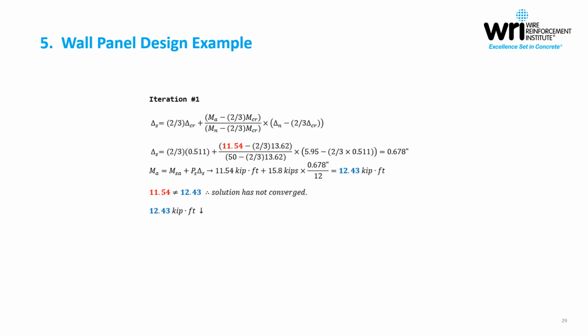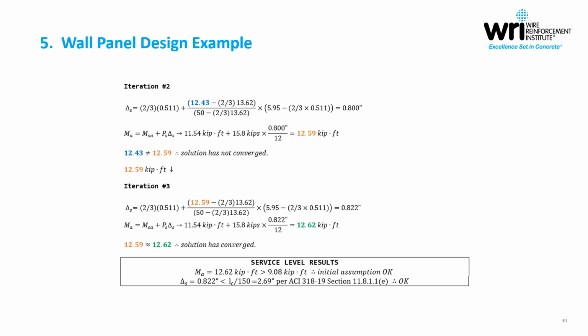With delta sub n now calculated, we have all the values necessary to populate the delta sub s equation and begin the process of iterating. Note that we have it color-coded here just to show the progression. So we solve for m sub a using the calculated delta sub s, and then we compare it back to the m sub a trial value. You can see here that our starting value of 11.54 in red and our ending value of 12.43 in blue are of course not converged, so we move on to subsequent iterations.